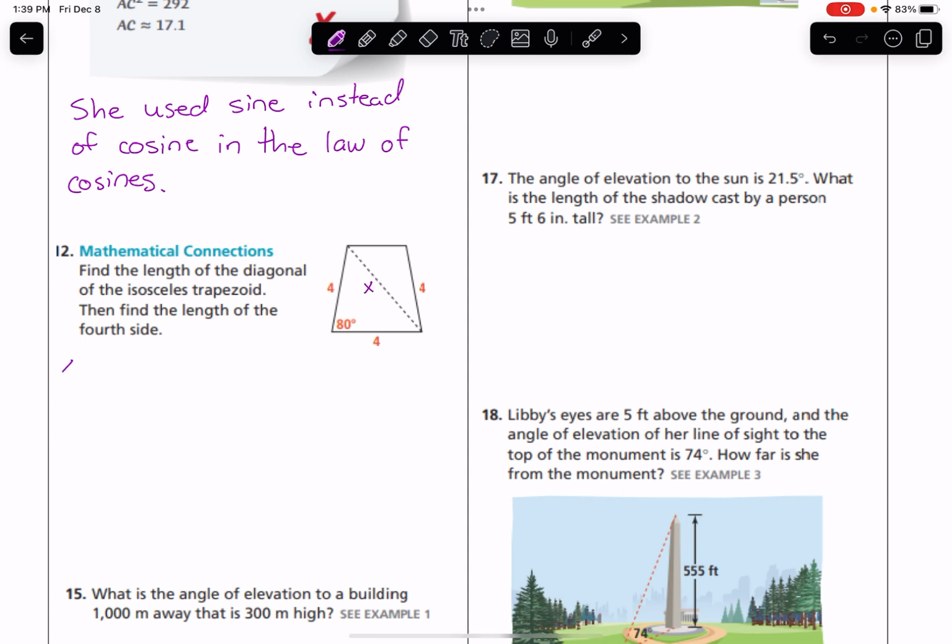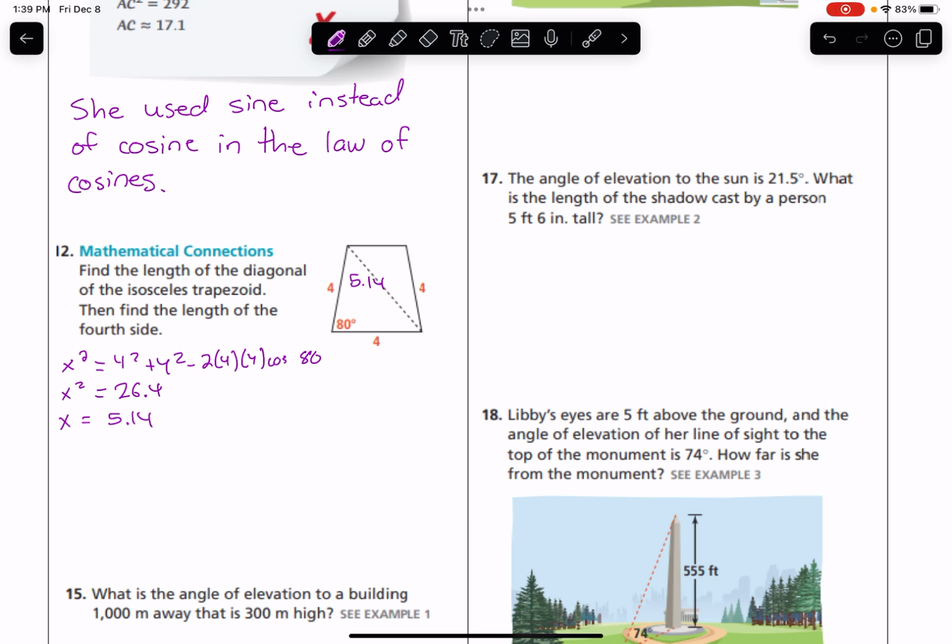I can say x squared equals 4 squared plus 4 squared minus 2 times 4 times 4 times cosine of 80. And when I do that, I find that x squared is equal to 26.4. Take the square root of both sides and I get x equals 5.14. So the diagonal of the isosceles trapezoid is 5.14.